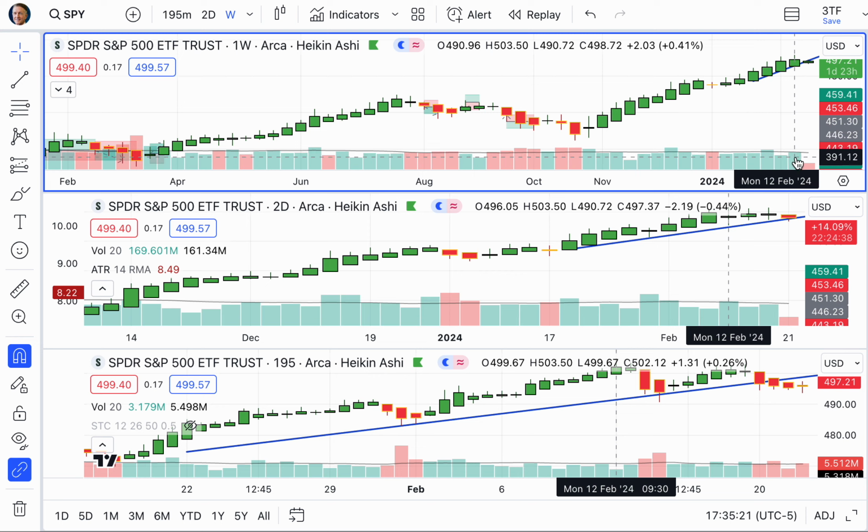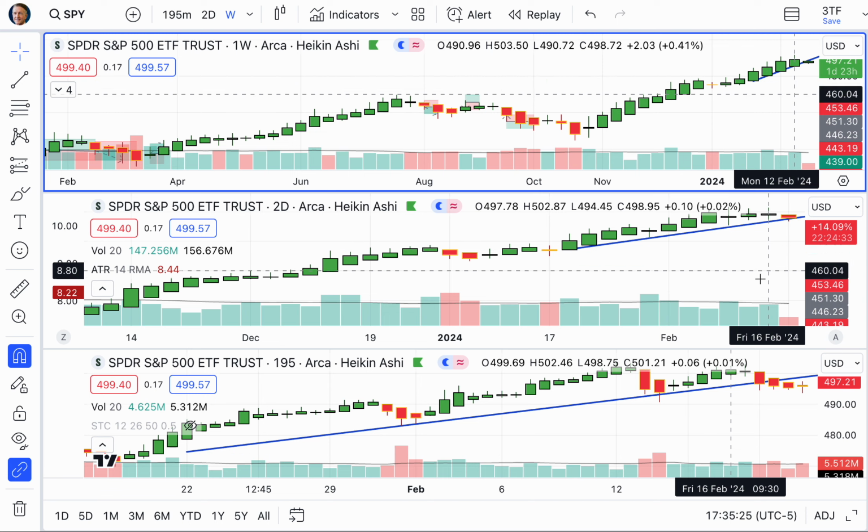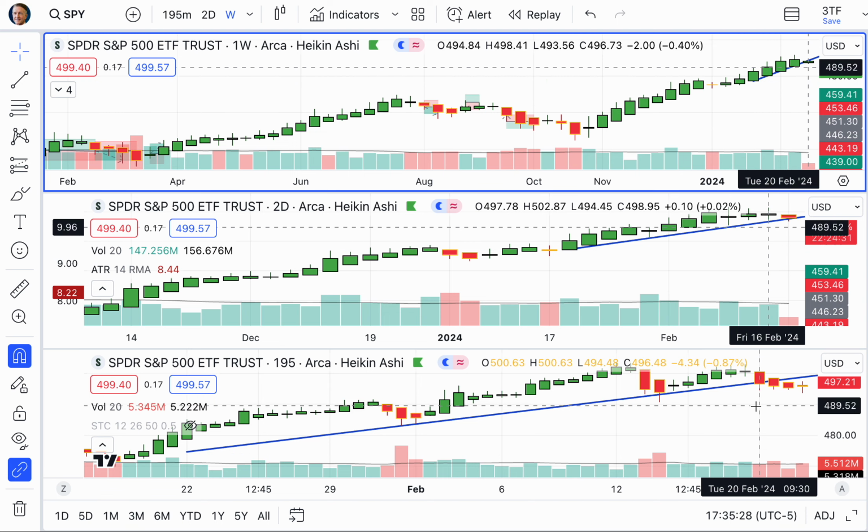And of course, we use volume. And we use three charts. The weekly is our big chart, the intermediate chart, the 2-day, and the half-day. Let's jump into these charts.